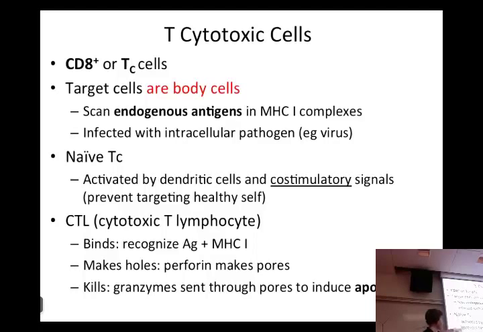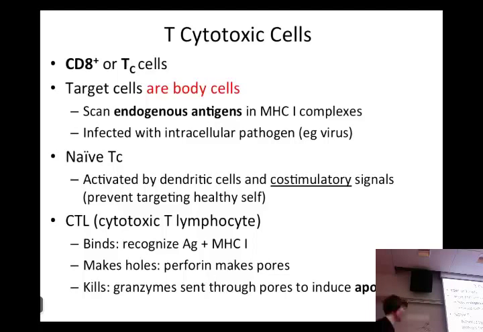Now, a naive T cytotoxic cell can be activated by a dendritic cell or by the body cell, and when it's activated, it turns into a cytotoxic T lymphocyte. So I know that these terms are very similar. So cytotoxic T cell or TC cell sounds a lot like cytotoxic T lymphocyte. They sound almost exactly the same, right? They are actually different, and I'm sorry, I didn't make this up, but if you see the term CTL or cytotoxic T lymphocyte as opposed to cytotoxic T cell, then that means it is matured and it is actually now going to become this cytotoxic cell.